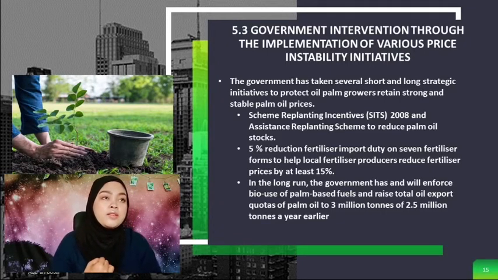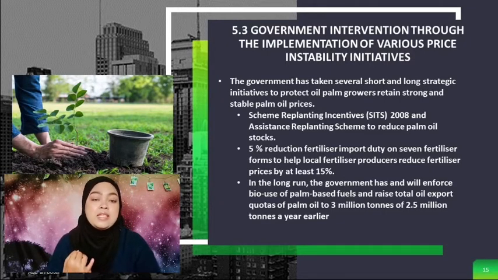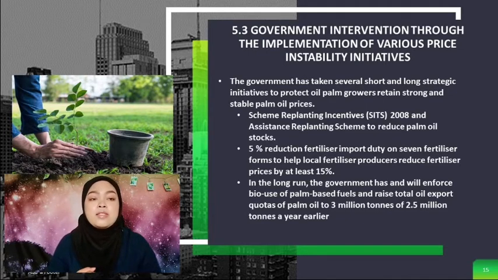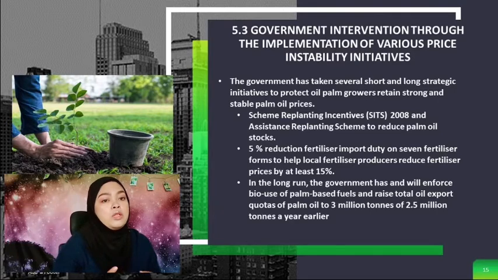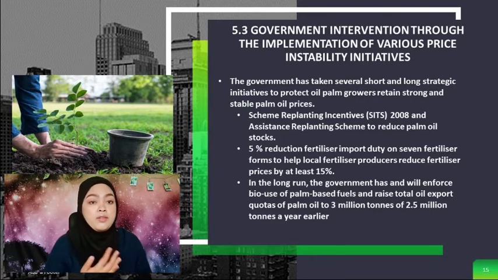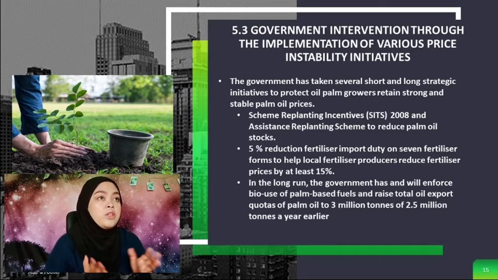The first one we can see is the replanting incentive scheme, namely SITS, Skim Insentif Tanam Semula, in 2008, an assistance replanting scheme in order to reduce palm oil stocks. SITS is basically a replanting program for palm trees that are 25 years old and over, or already unproductive. So we replant in order to reduce the palm oil stock.